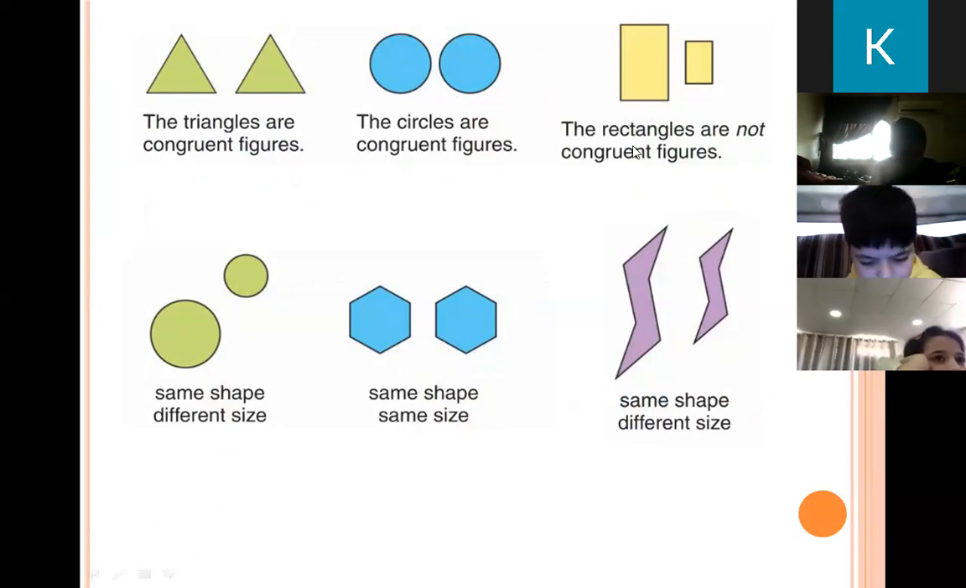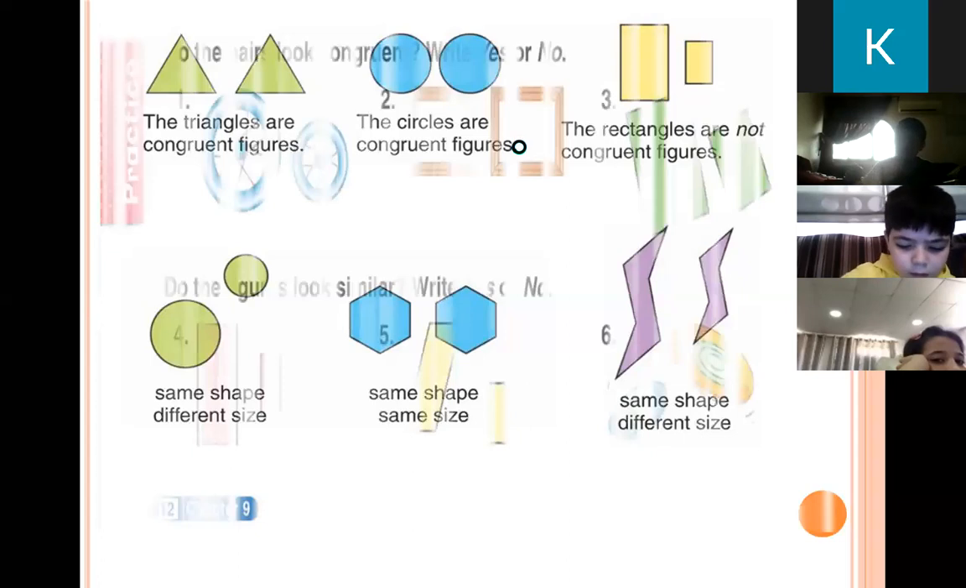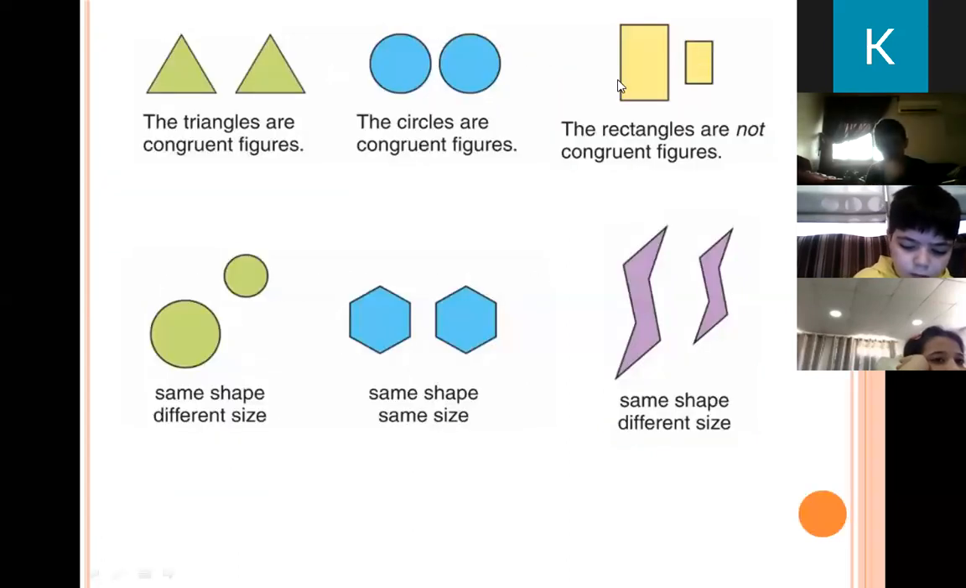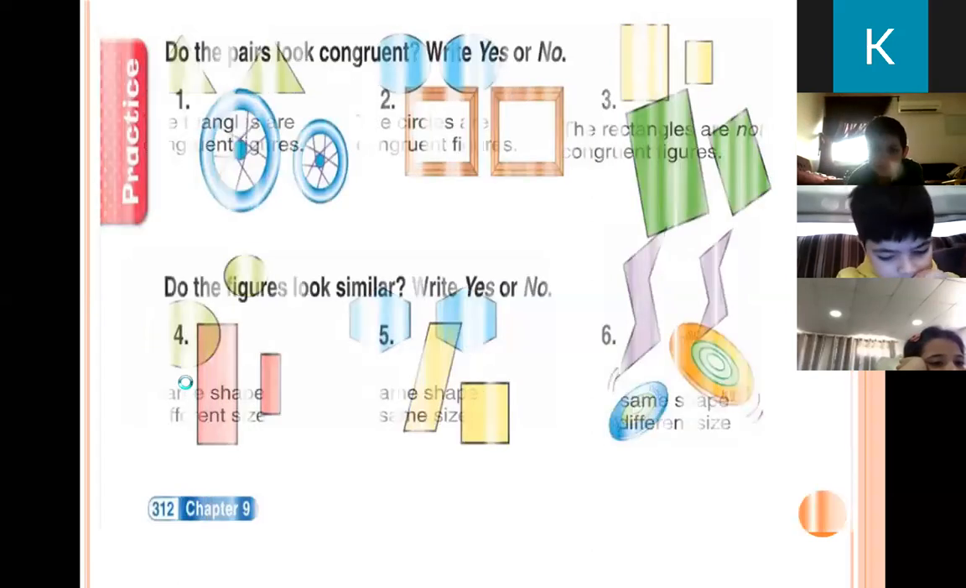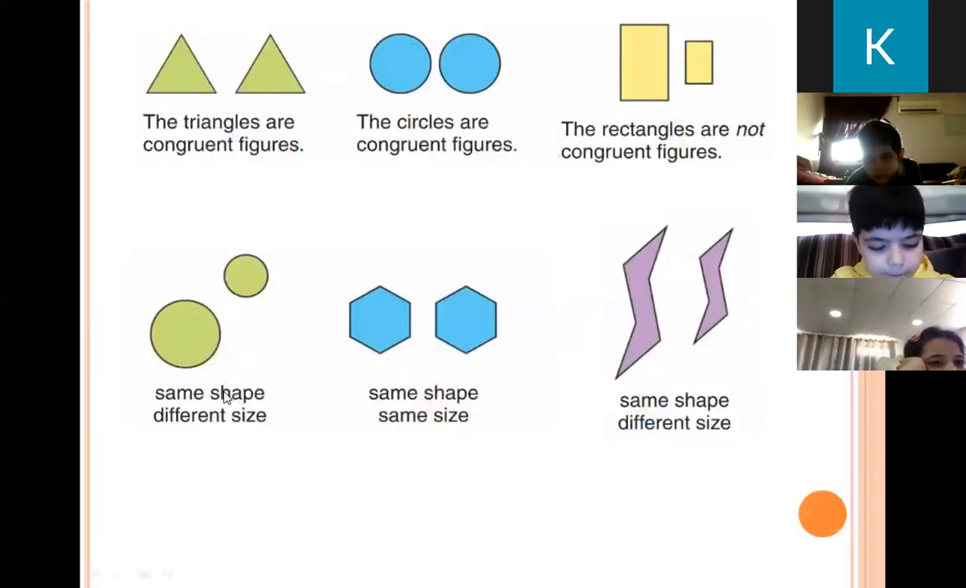The triangles are not congruent figures. Why are they not congruent? Because here I have same shape, but different size. I don't have the same size. So these two triangles are not congruent figures. Okay? Here, same shape, but different size. Same shape, different size. Is it congruent?